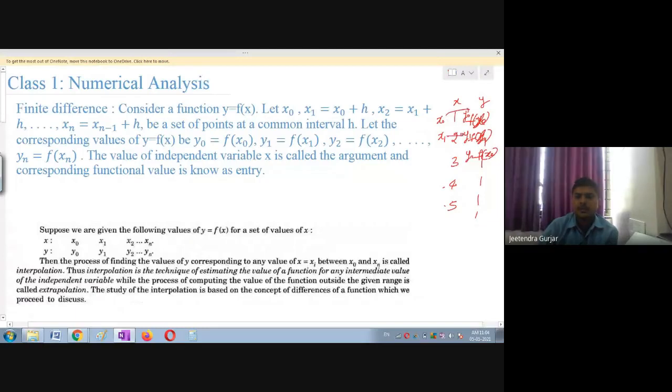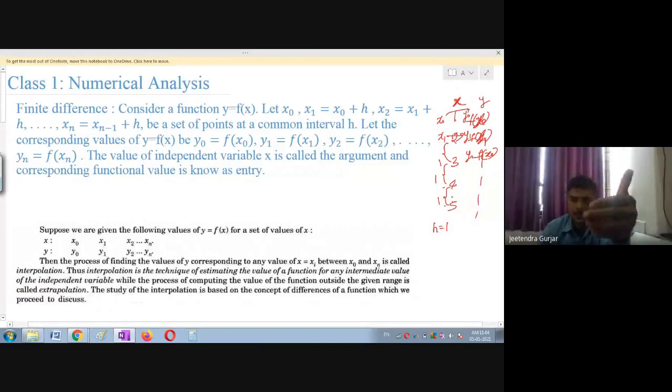What you have to remember is there is the independent variable x where we have entries or the set of points, what we say, x0, x1, x2, x3, and x4. Here we will come across the interval. So the difference between 2 and 1 is 1. Difference between 3 and 2 is 1. Difference between 4 and 3 is 1. And difference between 5 and 4 is 1. Means here the common interval h is equal to 1.